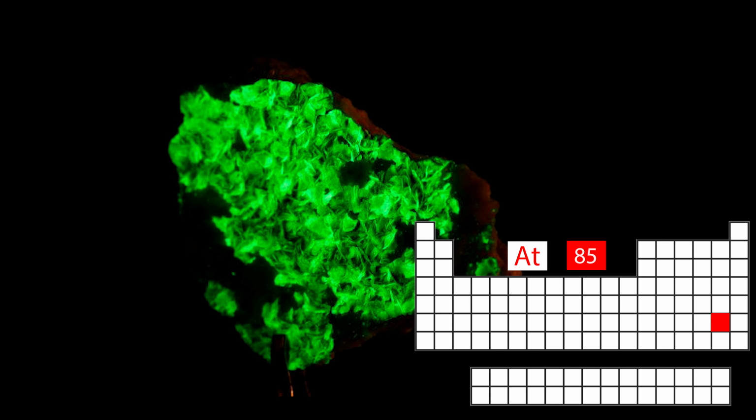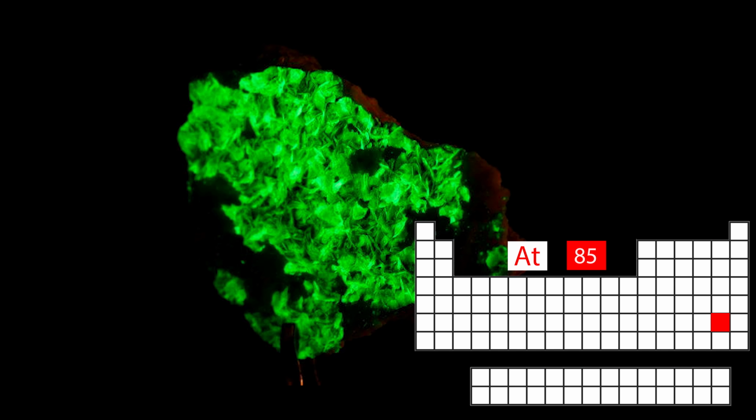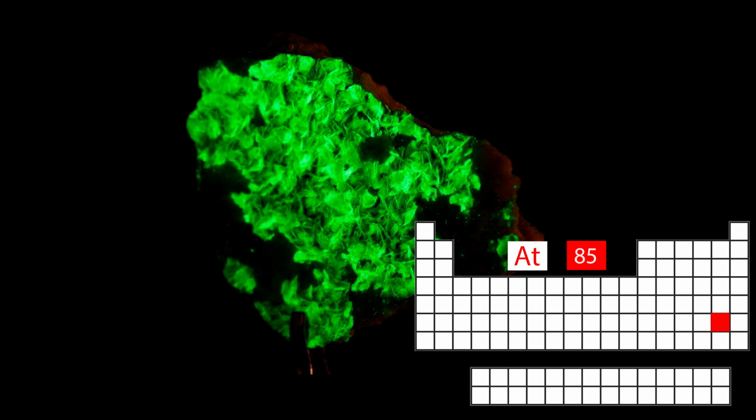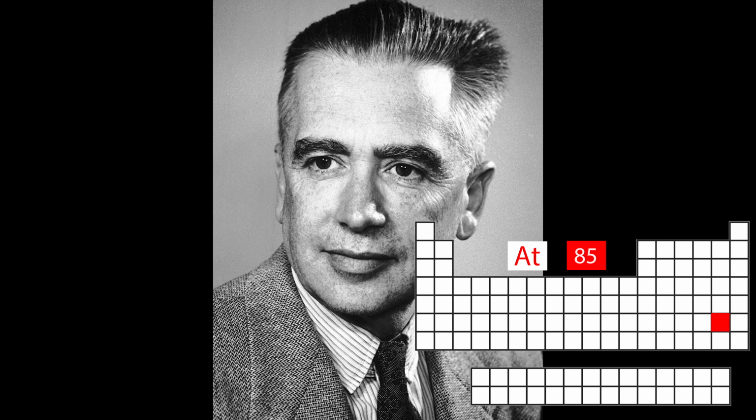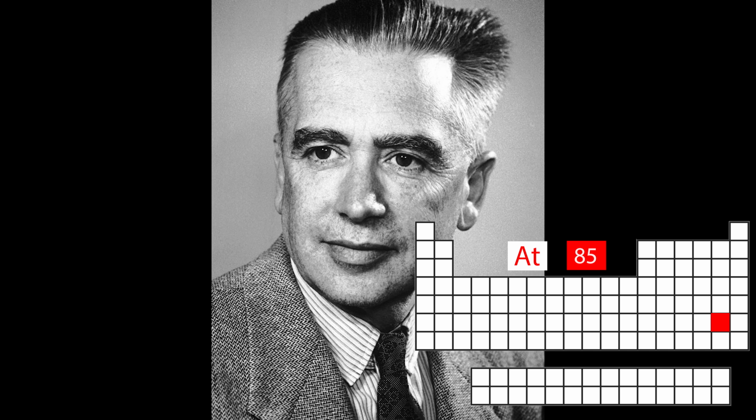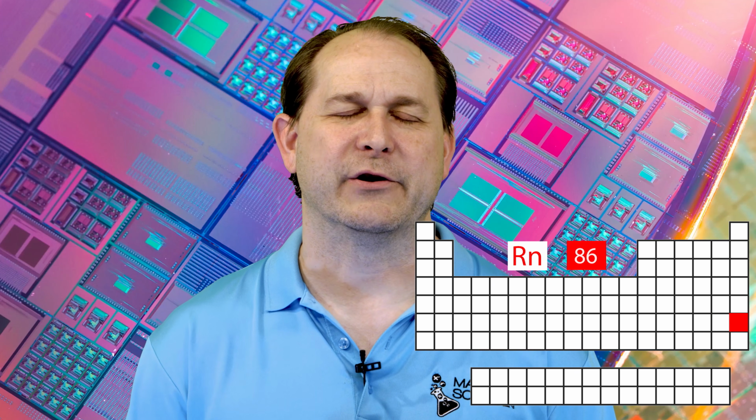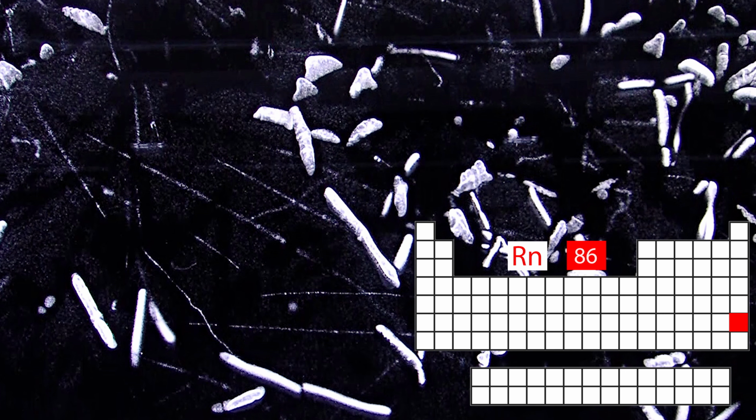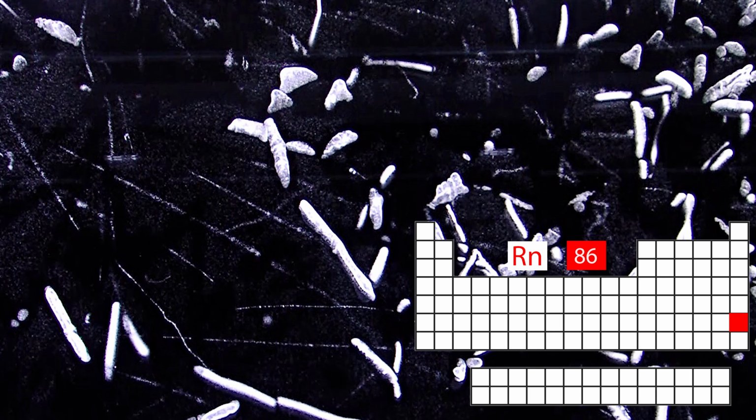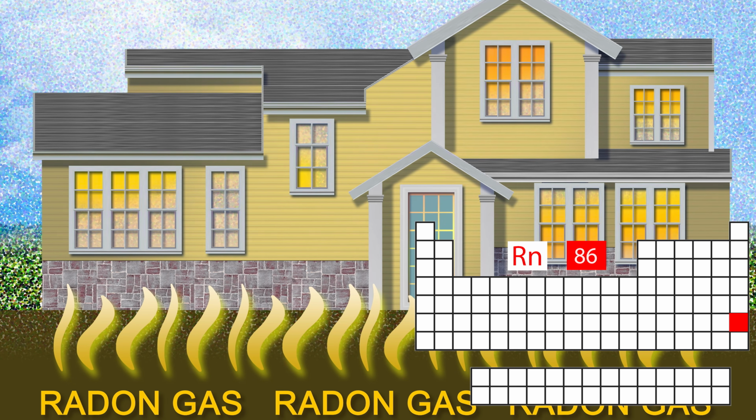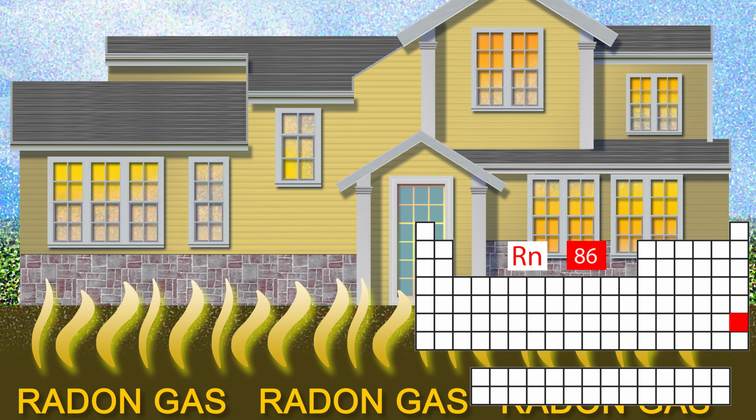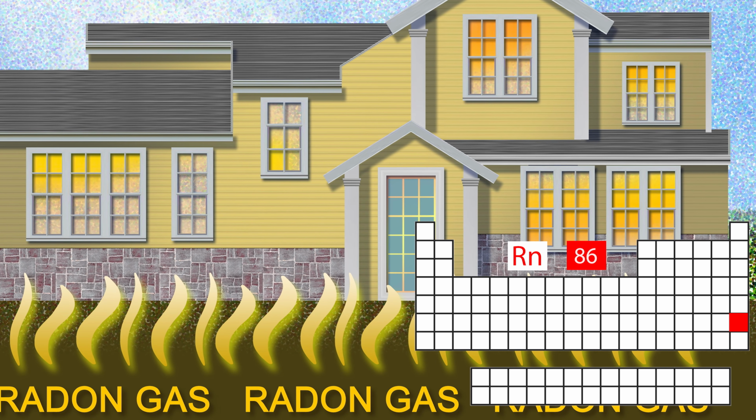Element 85 is called astatine. It's the rarest naturally occurring element. Here's a fun fact: only about 1 teaspoon of astatine has ever existed on Earth throughout its entire history. Here comes element 86, called radon. You've probably heard of this one. It's a radioactive noble gas that can accumulate in basements. Here's a fun fact: it's the second leading cause of lung cancer after smoking.